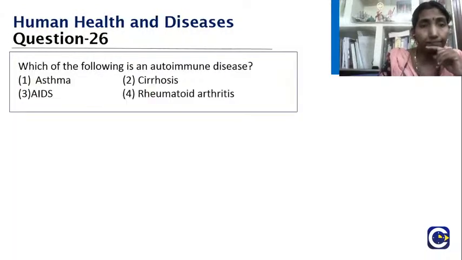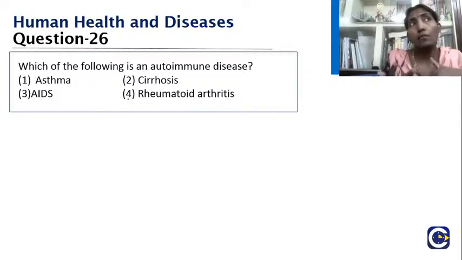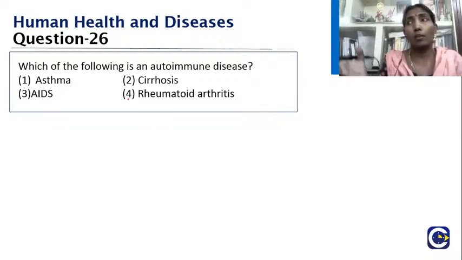Which of the following is an autoimmune disease? Asthma, cirrhosis, AIDS and rheumatoid arthritis. First, you should know about autoimmune disorders. The immune system is like a seesaw. It has a very good capability to recognize pathogens, like bacteria, virus, fungi, etc. Apart from that, cancer cells, tumor cells, grafted cells, and virally infected cells. Now, when I say autoimmune disorders, there are two planes you should know. On one end, your immune system totally gets paralyzed, like when you get infected with AIDS.